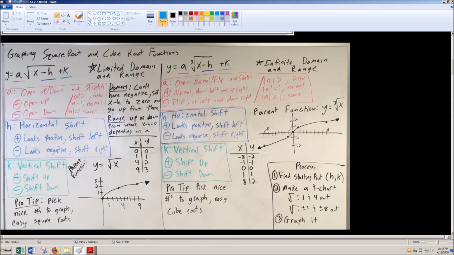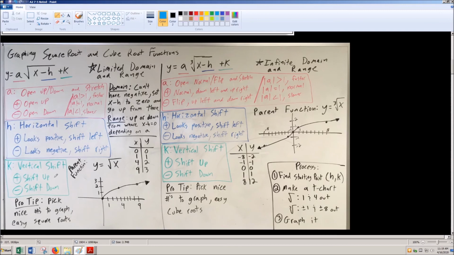The h represents my horizontal shift. If it looks positive, it's going to shift left because that is going to represent an actual negative value. So again, if it looks like x plus 3, it's going to shift 3 left. If it looks like x minus 2, it's actually going to shift right. So again, this is always going to look opposite from what it is. This is why the h is trickier than the k value for most people.